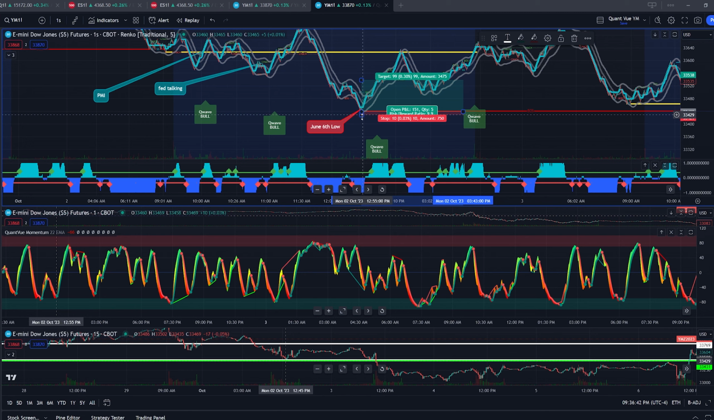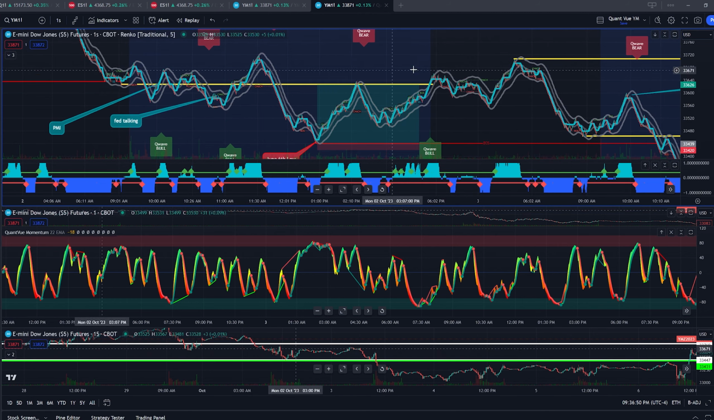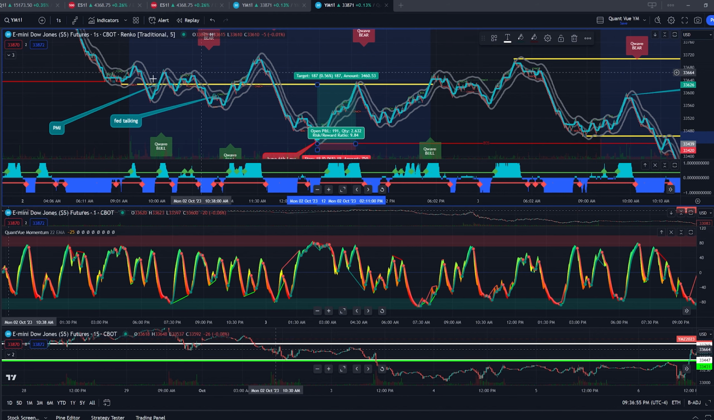I would say 20 points should be your max stop, and then your target here, I would be targeting the overnight low, which is exactly where we came up to. This is exactly why I tell people you have to mark your overnight lows and overnight highs on the Dow. It is so important. And that is a beautiful trade.